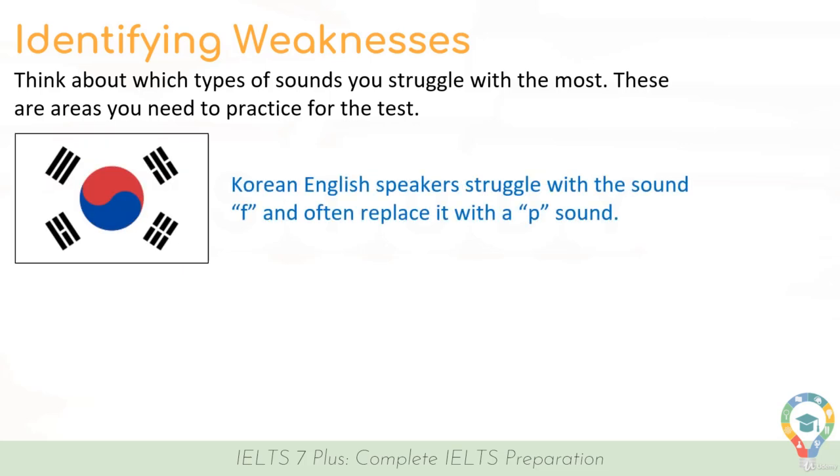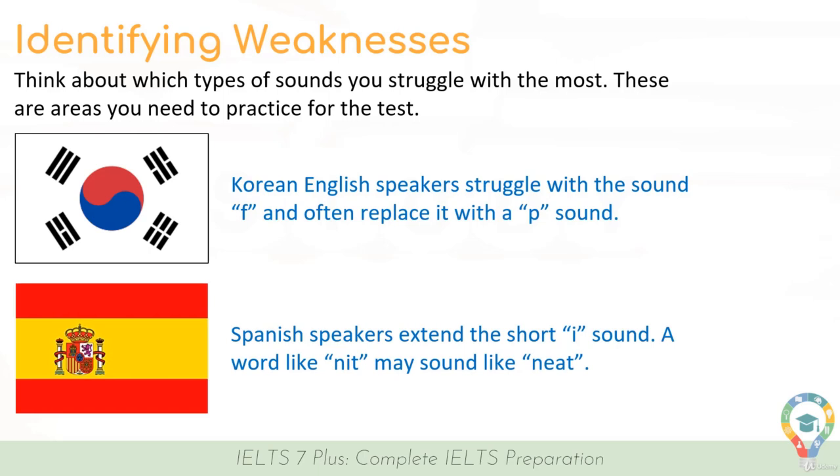Korean English speakers often struggle with the F sound and replace it with the P sound. Now that's because in their native language they don't have this F sound. So I would advise Korean English speakers to work particularly on that sound. Spanish speakers often extend the short I and make it into an E. A word like knit may become neat. Now these are just common examples of errors that I see in the classroom, and I hope I haven't offended anyone showing you them. But it does go to show that if you really consider what areas you find difficult, then it's easier to understand where you need to improve.